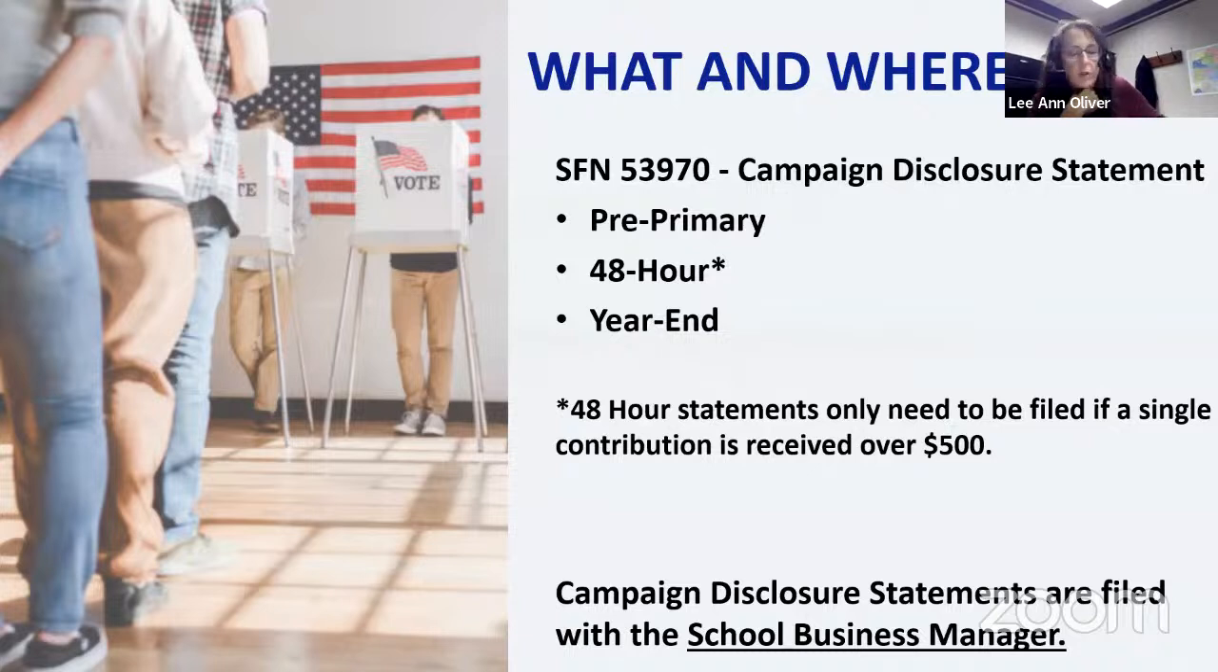As far as what and where to file, the form number is 53970. The candidates themselves will have two reports to file, if not three. They'll have what is called a pre-primary that goes from January 1st through 40 days before the election. They will have a year-end report, and that, of course, covers the entire year. And some will have a 48-hour report. It's probably going to be in the bigger districts, if at all. It only needs to be filed if a single contribution of over $500 is received within the 39 days before the election.